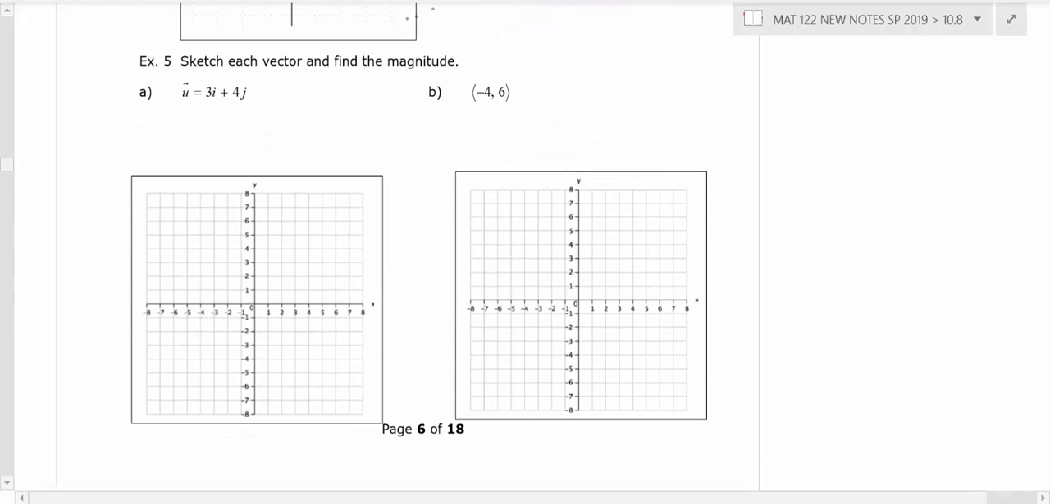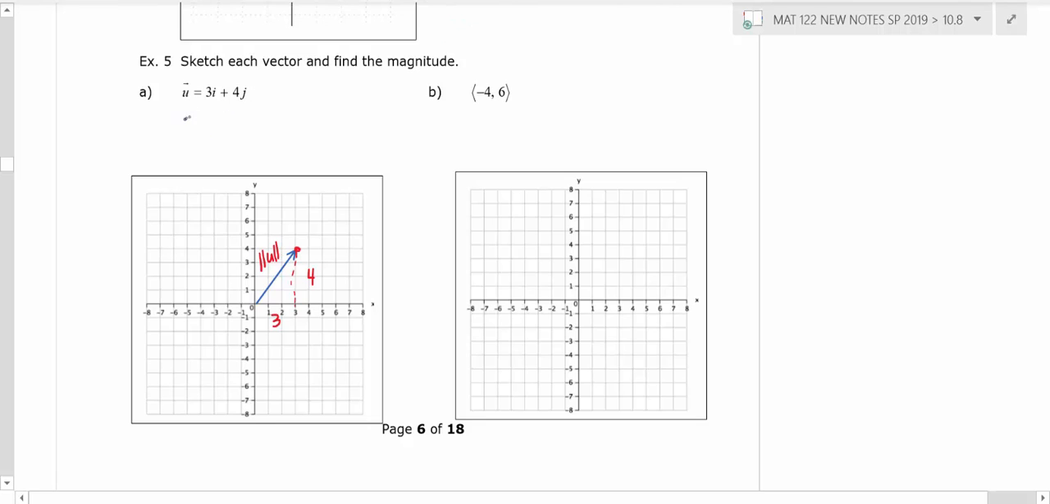Okay, so let's go down to the bottom of the page here, and we'll crunch out a couple of these. First of all, let's sketch this vector. So 3i plus 4j, you would go over 3 and up 1, 2, 3, 4. That would be the vector, and you want to draw that from the origin. Just like in the last diagram, we end up having a right triangle. This side's 3 and that side's 4. So the magnitude is that side right there.